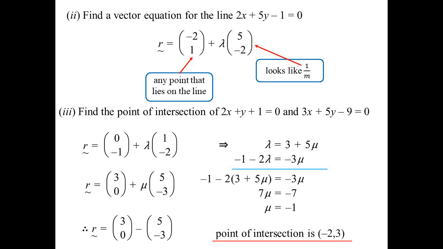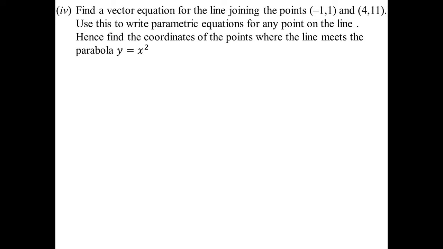An alternative way of finding simultaneous equations. We're going to find the vector equation that joins these 2 points. We're then going to write the parametric equations for any point, and from that we're going to work out where that line meets the parabola y equals x squared. Well, the vector equation, that's the easy bit because I can pick any point. I'm using minus 1, 1.